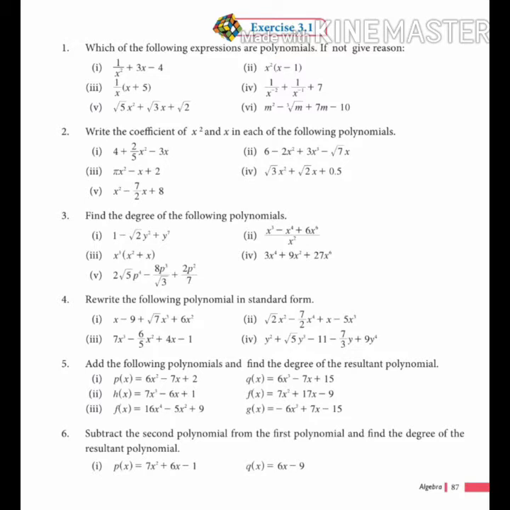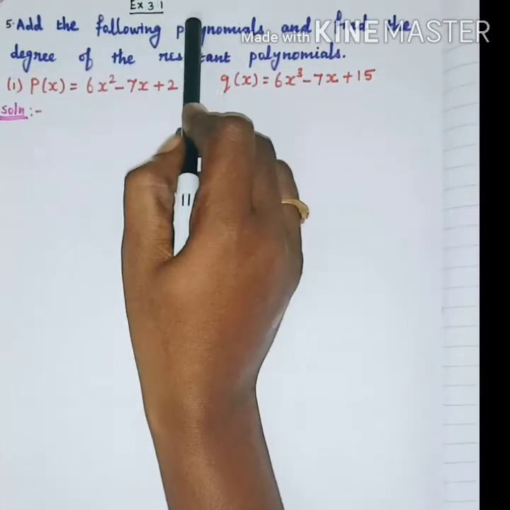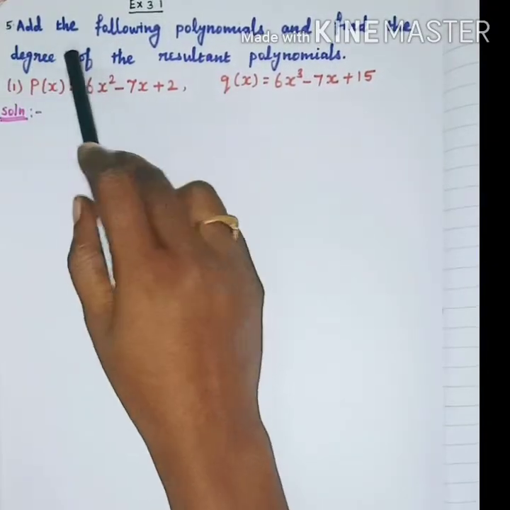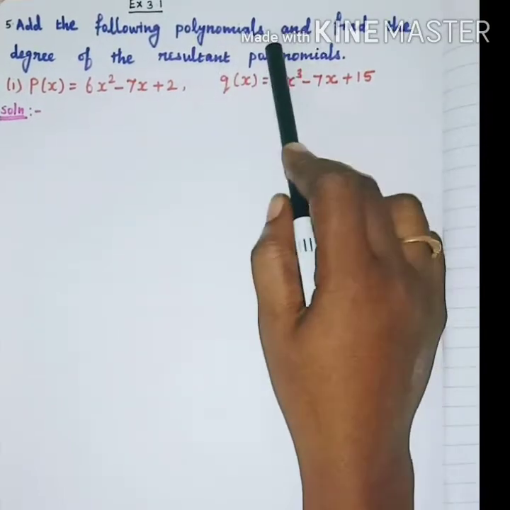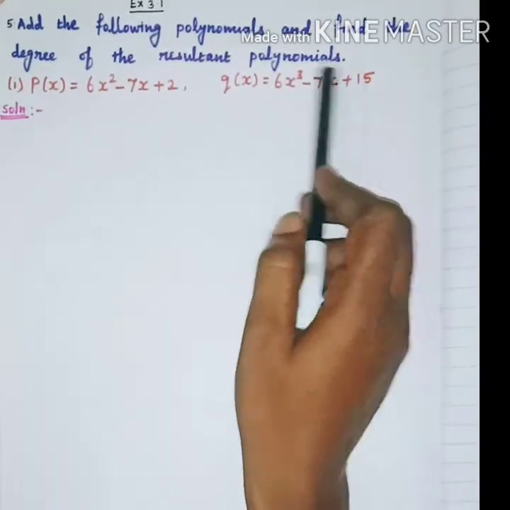Let's see the continuation of exercise 3.1. In the last class, we have studied up to fourth sum. In this session, we are going to study from fifth sum. Exercise 3.1, fifth sum. Add the following polynomials and find the degree of the resultant polynomials.